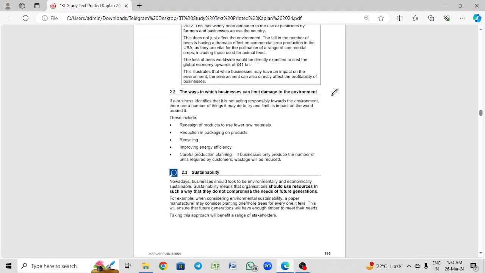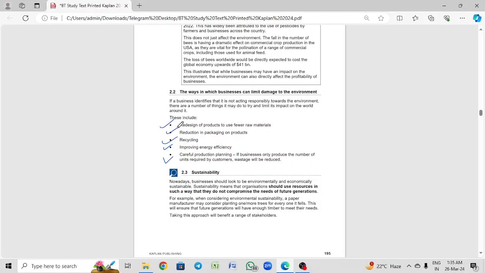So what are the ways in which businesses can limit the damage to the environment? A very classic example is recycling. Businesses might try to recycle their waste. They might improve energy efficiency. They can redesign their production strategies by carefully planning production, redesigning the products, and reducing the packaging on products.